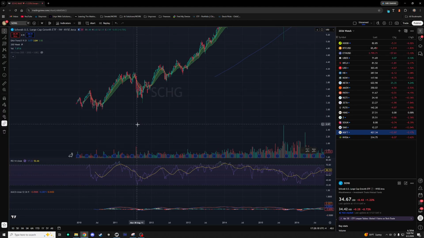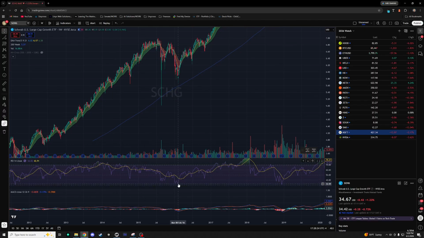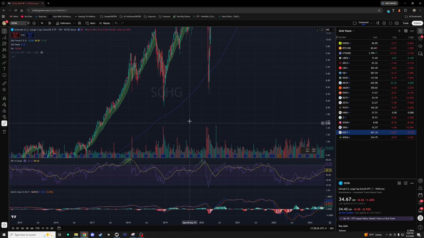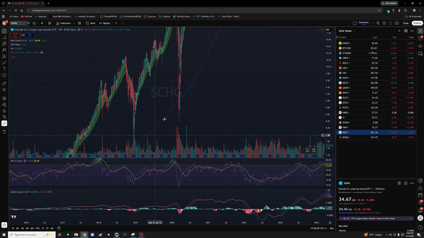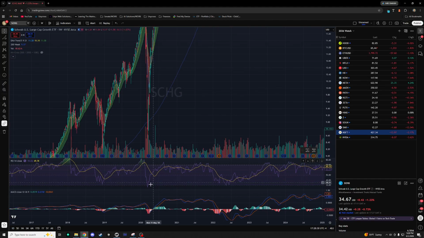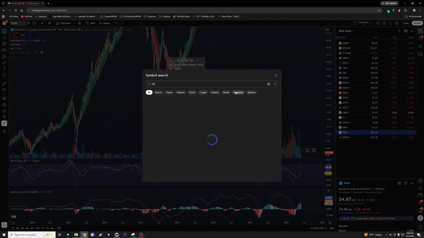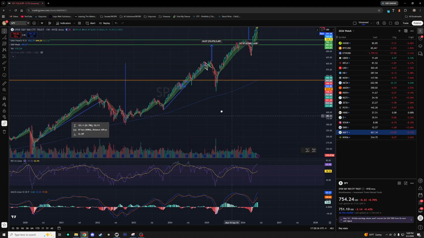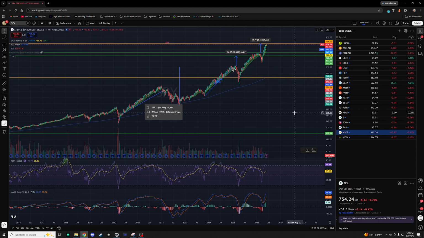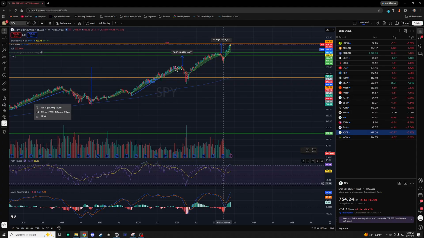And I'm trying to make a point here. At this point, we're back in 2011, 2010. Look at oversold, rockets. Oversold, rockets. Oversold, rockets, dude. And if you go look at SPY, which is the S&P 500, it's going to be the same thing. We didn't even quite make it here.